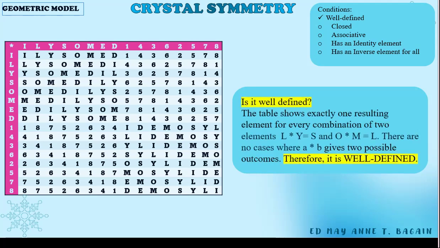So okay, this one is well defined. The table shows exactly one resulting element for every combination of two elements. There are no cases where A star B gives two possible outcomes, therefore it is well defined.